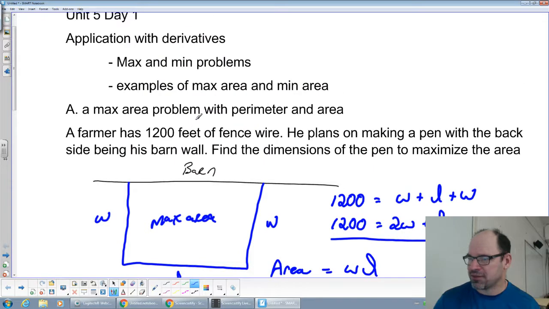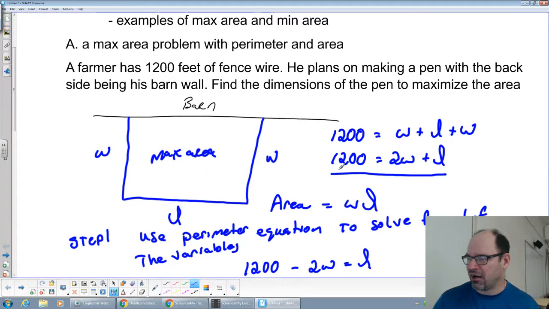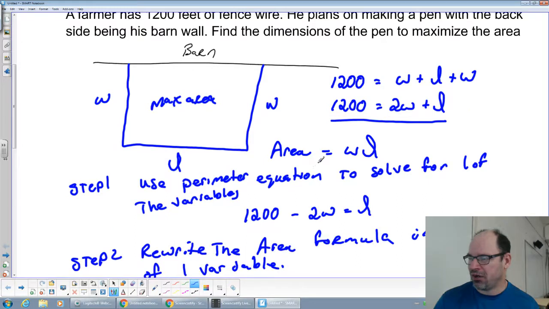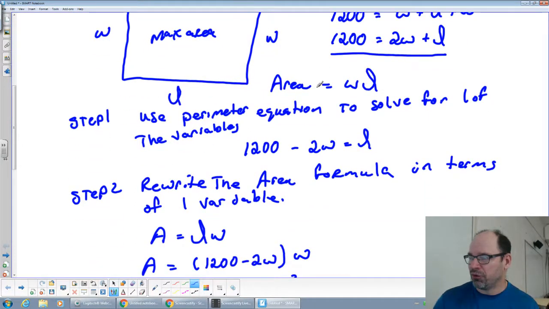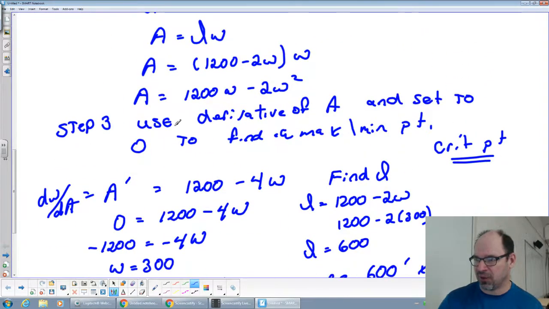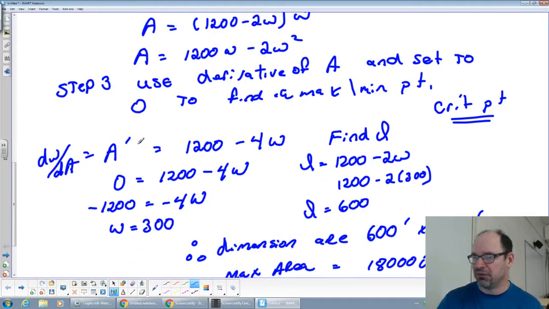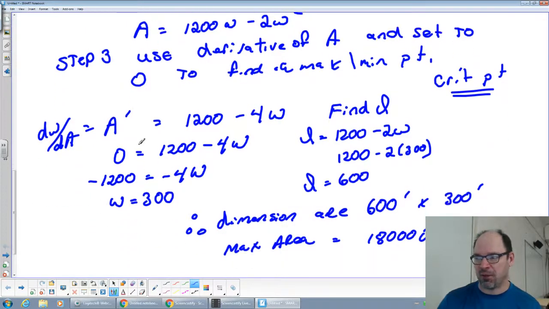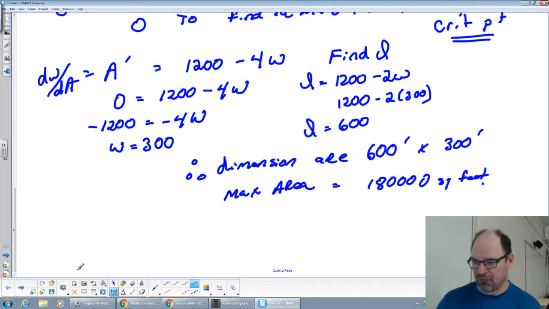So, okay, to summarize: draw your diagram. Write your perimeter and area formulas. Solve using the perimeter formula, one variable into the other. Plug it into what you're trying to maximize or minimize. If they gave you the area and then wanted you to maximize or minimize the perimeter, you'd have to do it the other way around. We'll maybe do an example like that as well. And then use the derivative of area to get a max min point or a critical point to solve for your area. And that's basically how you do that one.